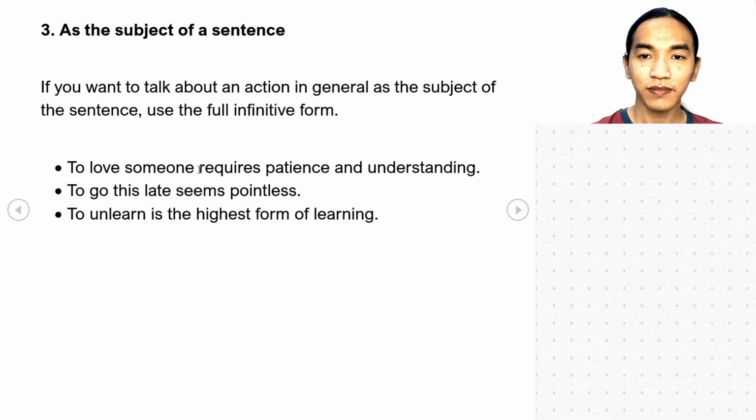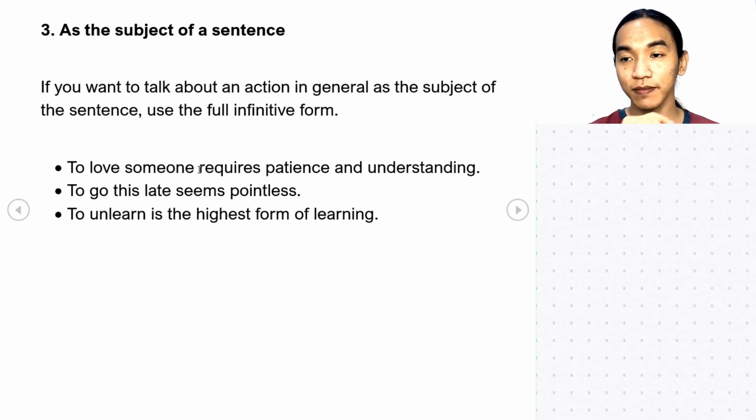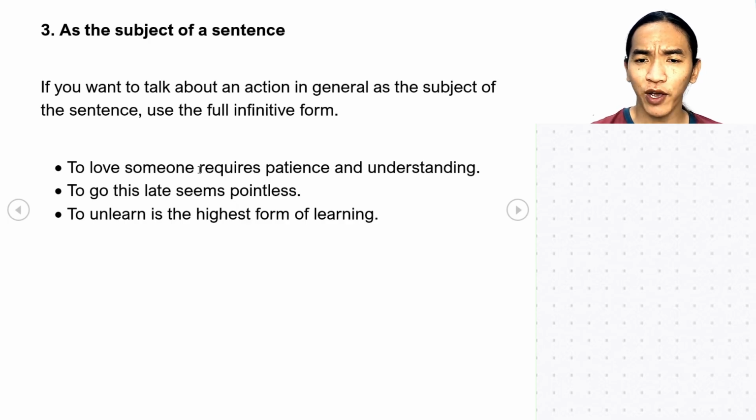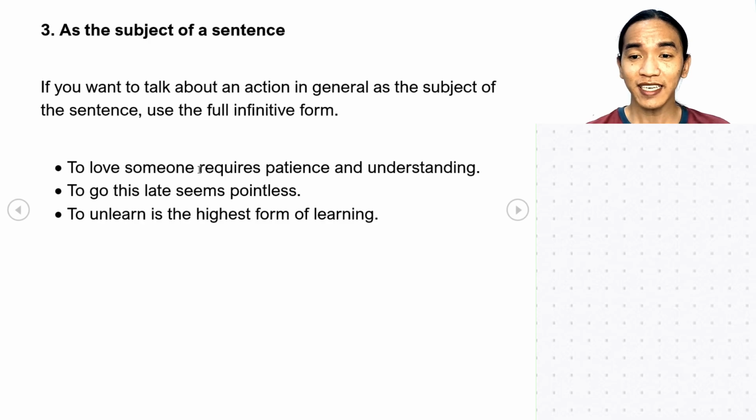Next, infinitives as the subject of the sentence. If you want to talk about action in general, as the subject of the sentence, you can use the full infinitive form. It is general compared to your gerunds. Now, to love someone requires patience and understanding. To go this late seems pointless. To unlearn is the highest form of learning. I want you to pay attention to the subject part, which are actually your full infinitives.